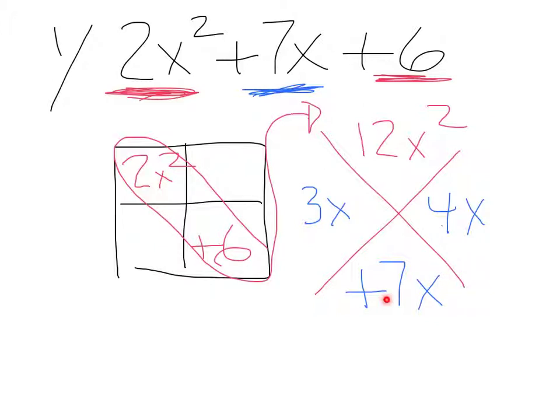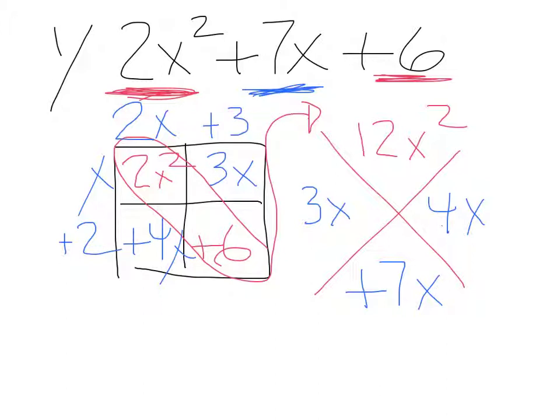So let's do this. We got 3x and 4x, and then I'm going to go ahead and plug it in. 2 times 1. Where does it go? Does it go here or there? Right there. So let's fill it in. And how do we check it? 2 times 3 is 6. So it works. So there's my factors.